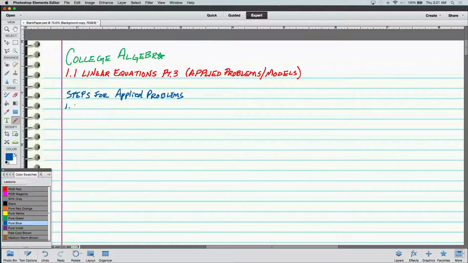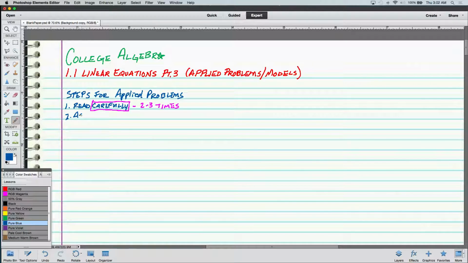Step 1, read carefully. And I want to emphasize carefully. If that requires you to read 2 to 3 times or even more, you must do that. I mean, you can't get anywhere if you don't understand what the problem is saying and what it's asking. So be sure that you read the problem very carefully.